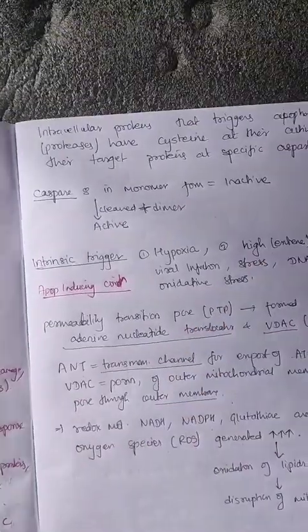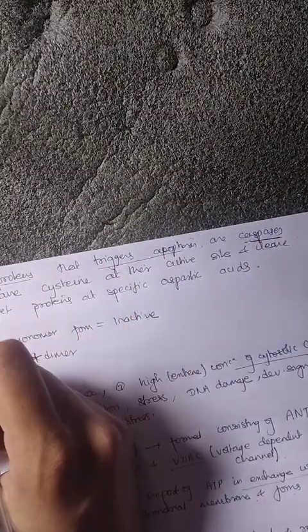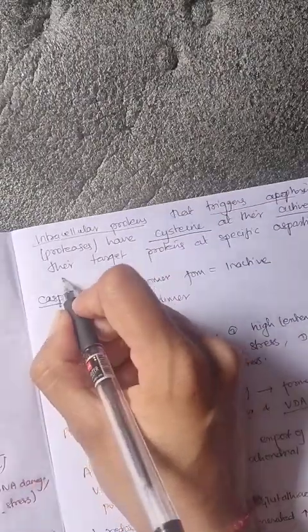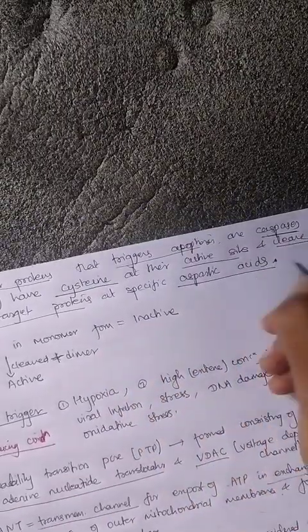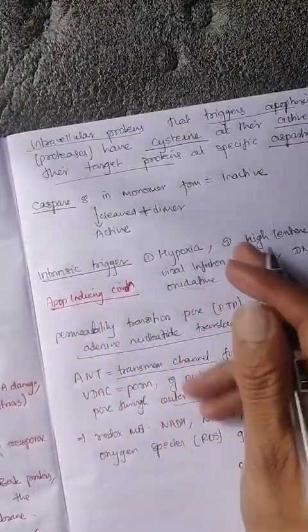Then these intracellular proteins trigger apoptosis. These are the caspases, or proteases, and they have cysteine at their active site and cleave their target proteins at specific aspartic acid residues. These are the apoptosis-inducing conditions for the intrinsic pathway.